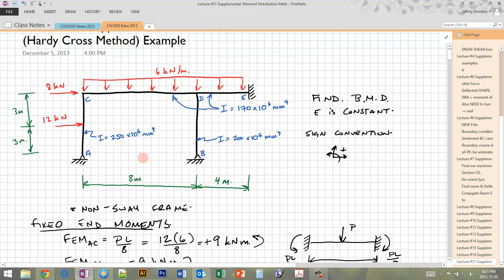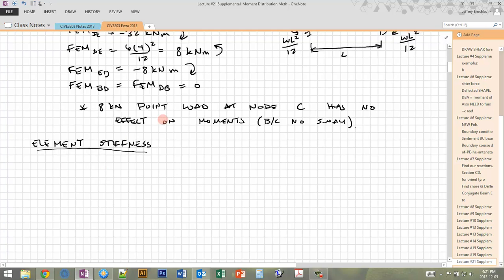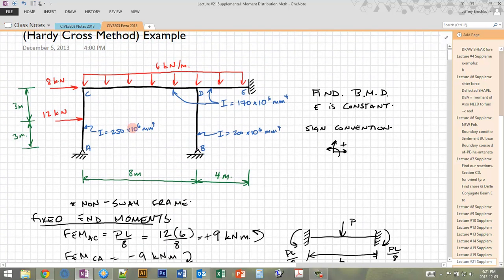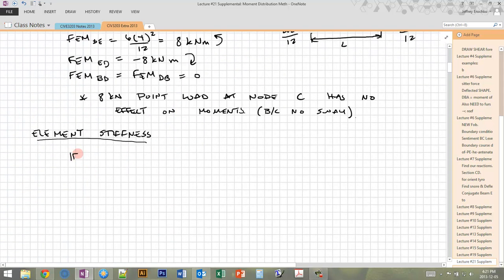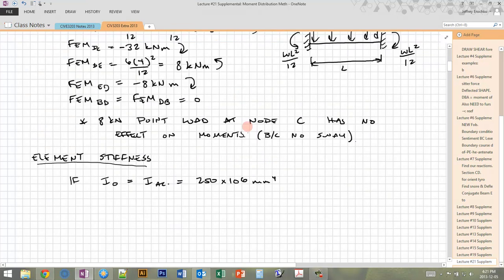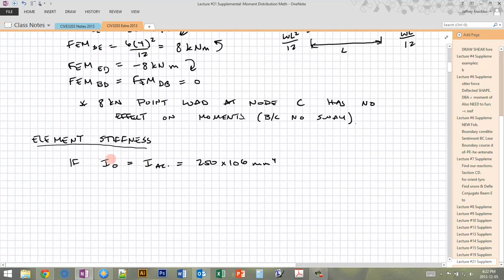In order to find these distribution factors, which are based on the stiffnesses, we first have to find those stiffnesses, so the element stiffnesses for each. The first thing I'm going to do is reformulate these I's in terms of a single I so that I don't have to always sub them in. So I say that I naught is equal to IAC, which is 250 times 10 to the 6 millimeters to the fourth. So that's just a parameter.